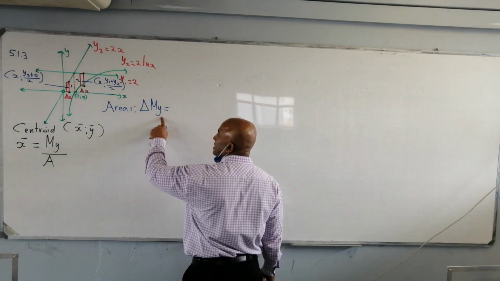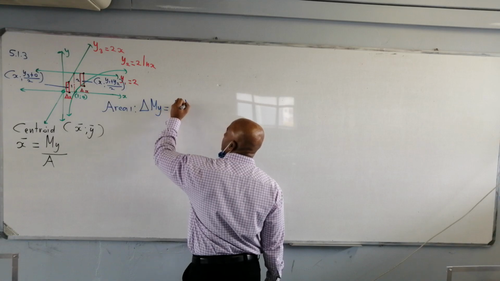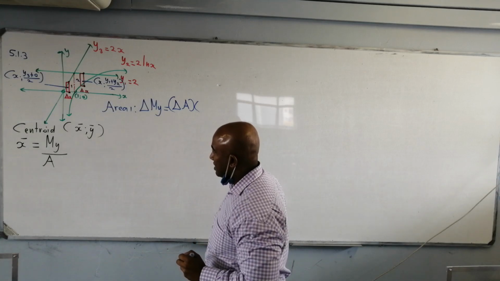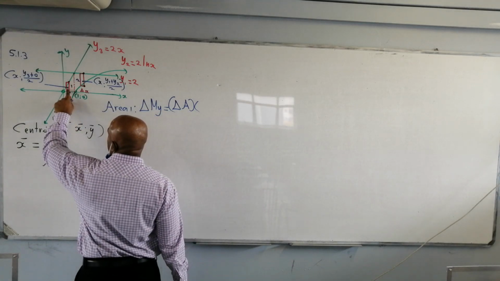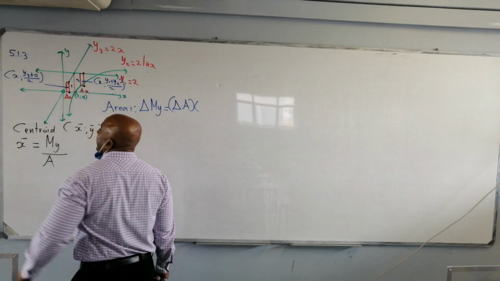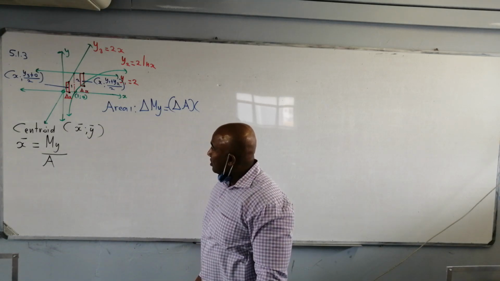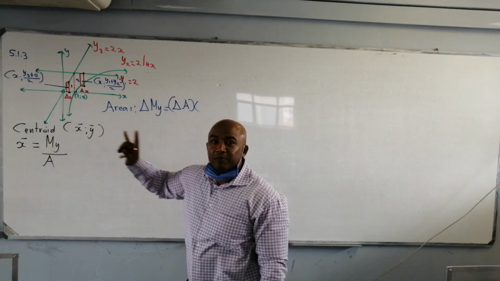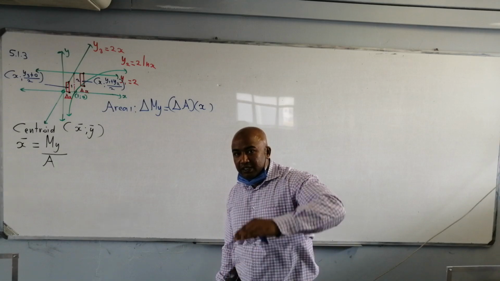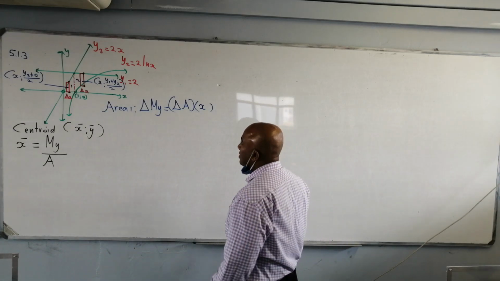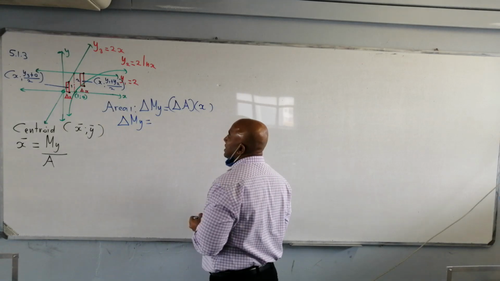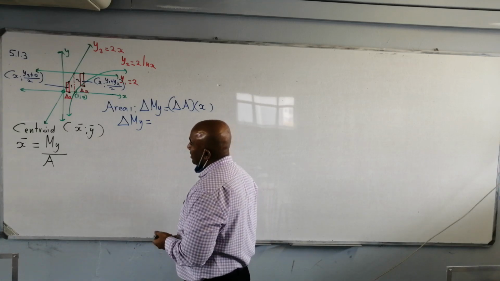So the moment about the y-axis is area, which is delta A, times distance from the y-axis. Okay, so we're talking about area number 1, and the distance from the y-axis is an x value. If you are measuring from the y-axis, you are measuring an x value, so that will be times x. If you're measuring from the x-axis going up, you are measuring a y value. So remember that. So what is area? Delta A, area, is length times breadth.